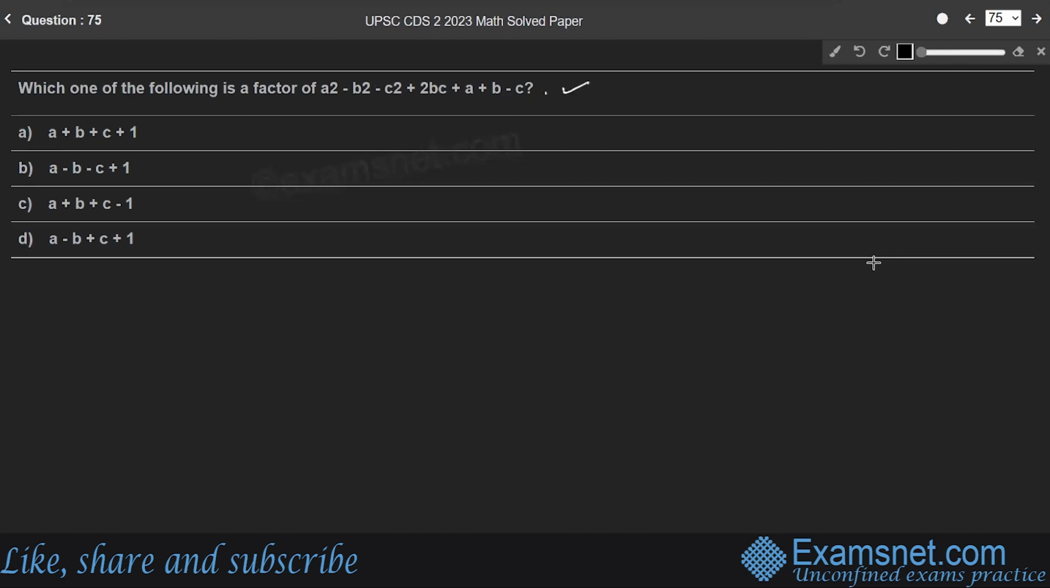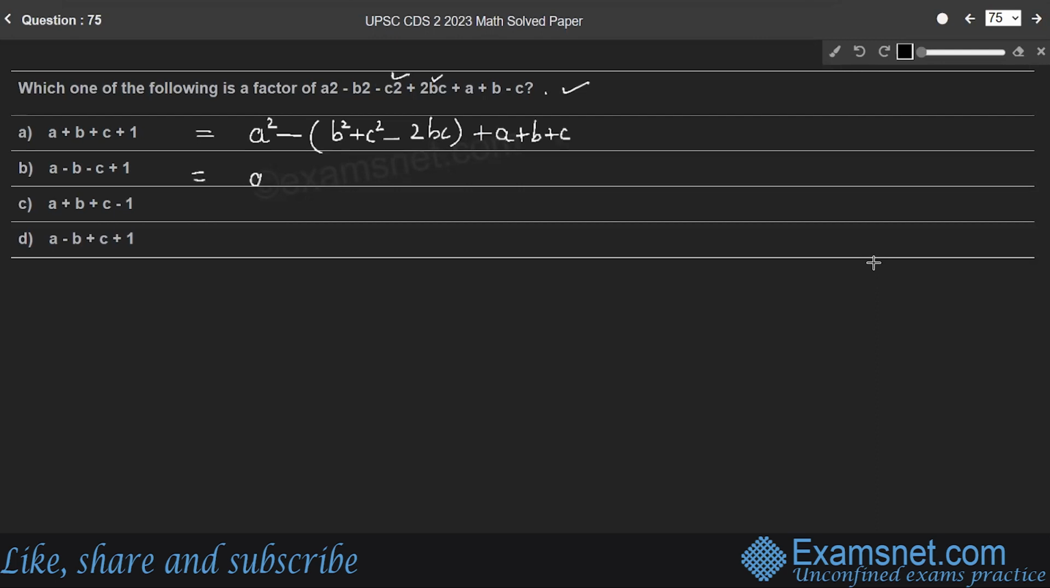Question 75. Which one of the following is a factor of a square minus b square minus c square plus 2bc plus a plus b minus c? To find the factor, we have to factorize the given expression. I'll consider a square as it is. I'll take out the negative sign from b square and c square, so we have b square plus c square. I'll include 2bc also so that 2bc gets a negative sign, so minus 2bc. When you expand, you will get the same: minus b square minus c square plus 2bc. So plus a plus b minus c.